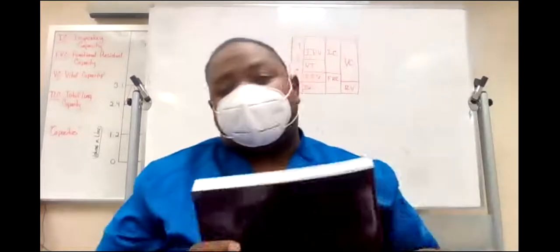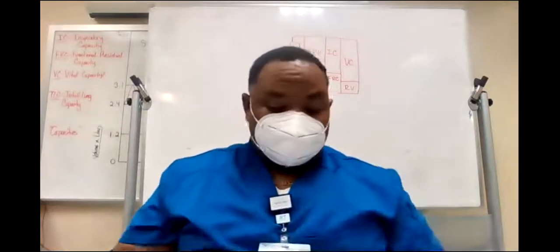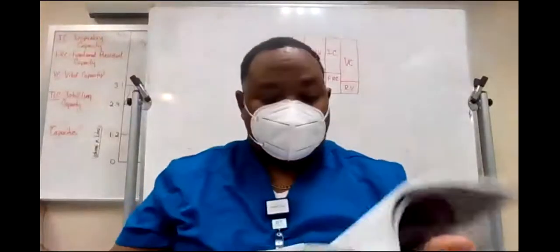Homework tonight will be numbers 3 and 4, and workbook pages 120 and 121. Not the whole chapter, just those two pages. It's pretty much just labeling this diagram and doing a little bit of definitions. In the workbook, pages 120 and 121, and then homework numbers 3 and 4.